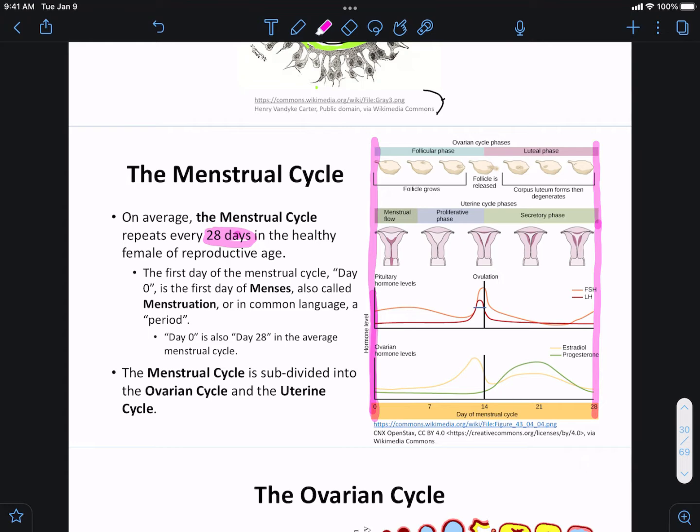Menses is also sometimes called menstruation or period. We have a lot of euphemisms for it, some of them quite humorous, some of them not so much. But the technical term would be menses or menstruation. That begins on day 0.